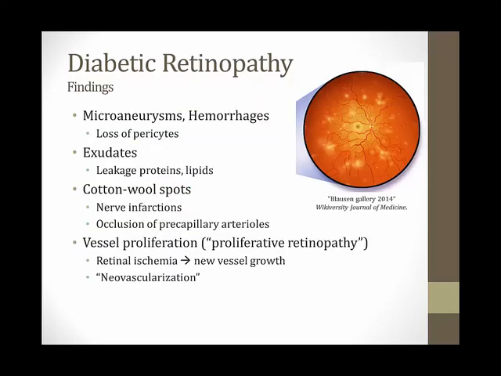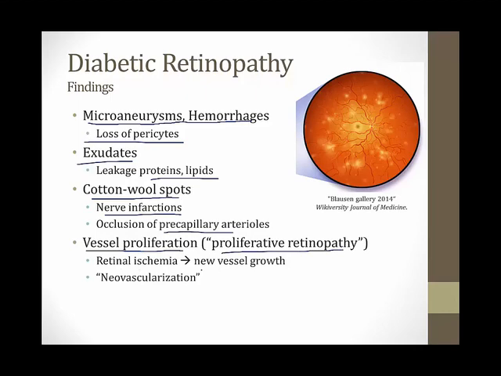On this slide, I've listed some of the many findings in diabetic retinopathy. As I said on the last slide, microaneurysms and hemorrhages can occur from loss of pericytes. Exudates can be seen from leakage of proteins and lipids. Cotton wool spots are sometimes seen. These are spots that look like cotton wool. They are nerve infarctions. This results from occlusion of precapillary arterioles. And finally, vessel proliferation sometimes occurs in the retina. This is called proliferative retinopathy. Retinal ischemia leads to new blood vessel growth, and those new blood vessels can damage the retina. This is called neovascularization, and this is one of the reasons diabetics are screened every year. When this is detected early, it can be treated with laser therapy.